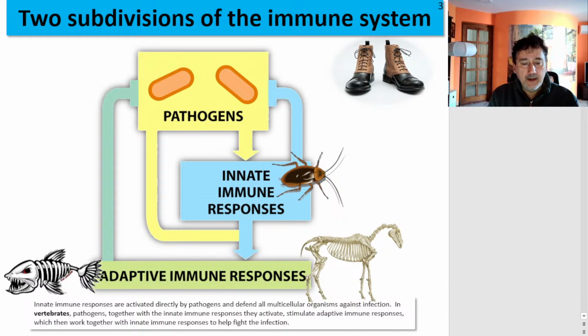On the other hand, I would like to tell you that the adaptive immune system is an innovation of the vertebrate organisms. Vertebrates are the fishes, amphibians, reptiles, birds, and the mammals. So it means that insects, for example, do not have an adaptive immune system. They solve their immunological problems using exclusively their innate immune system.